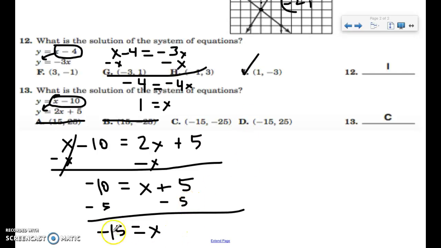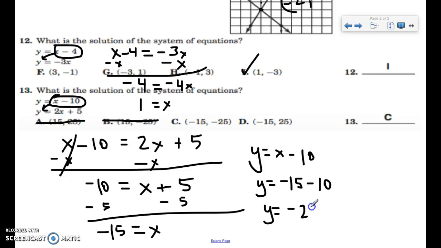How do I know? Take this x value and substitute it back in. Y equals x minus 10. So y equals negative 15 minus 10. So y equals negative 25. Negative 15, negative 25. Check.